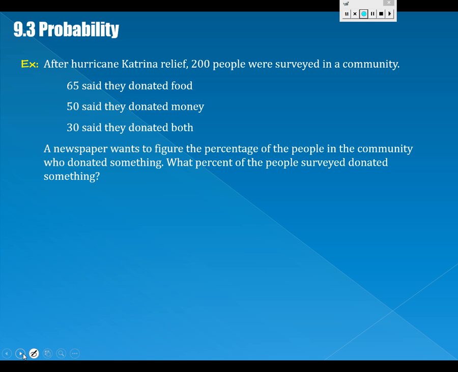So answer that question. Did you already answer it? If you donated food, then you are for sure counted among these 65 people, right? Regardless of what else you may have done or may not have done. Okay, so now to what extent is that true? Yes, it is.